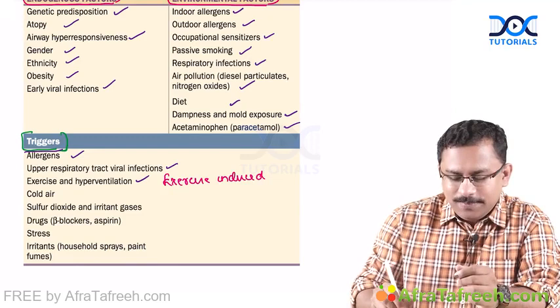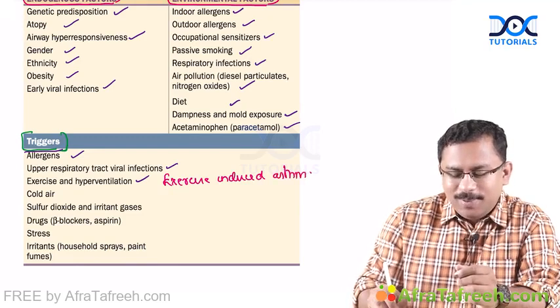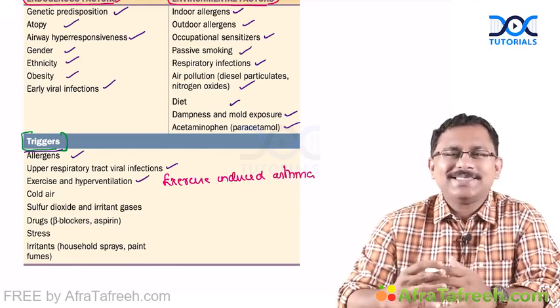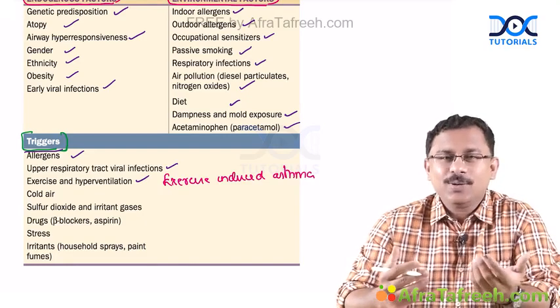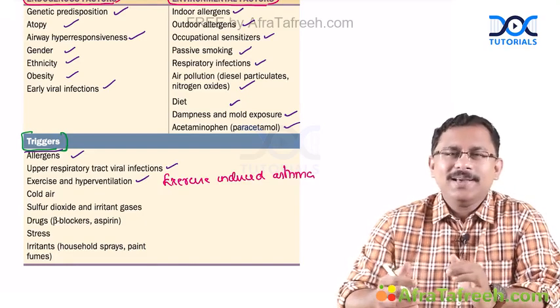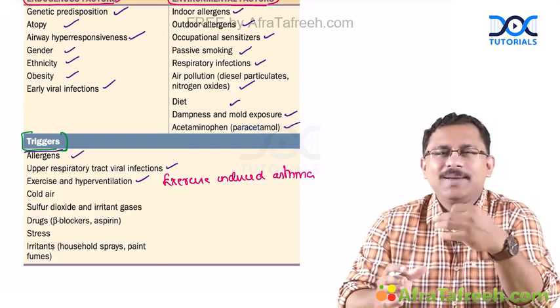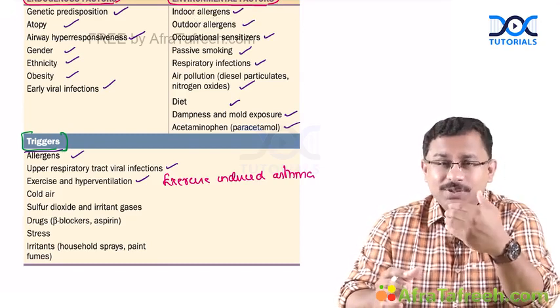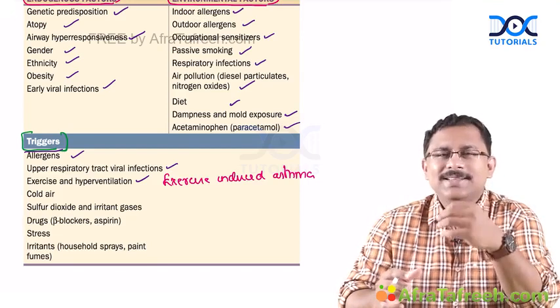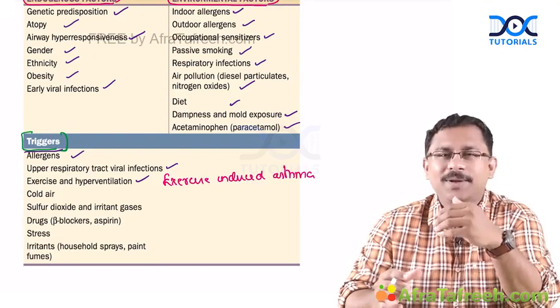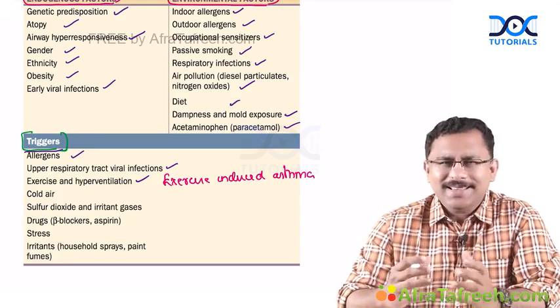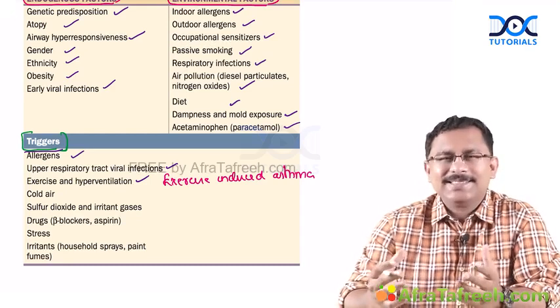Exercise-induced asthma as well. I do not mean that anybody and everybody who does exercise is likely to develop bronchial asthma. No. In certain individuals who have a particular genetic predisposition, sometimes when they do exercise, there is an increased likelihood of developing bronchial asthma. So there are certain theories with respect to this exercise-induced asthma.